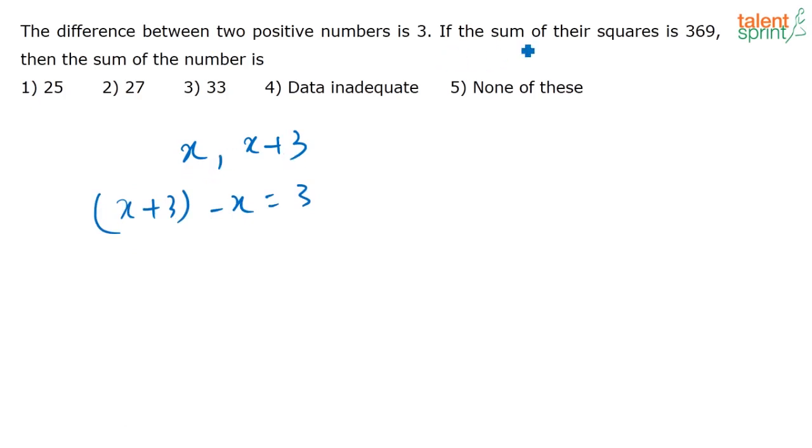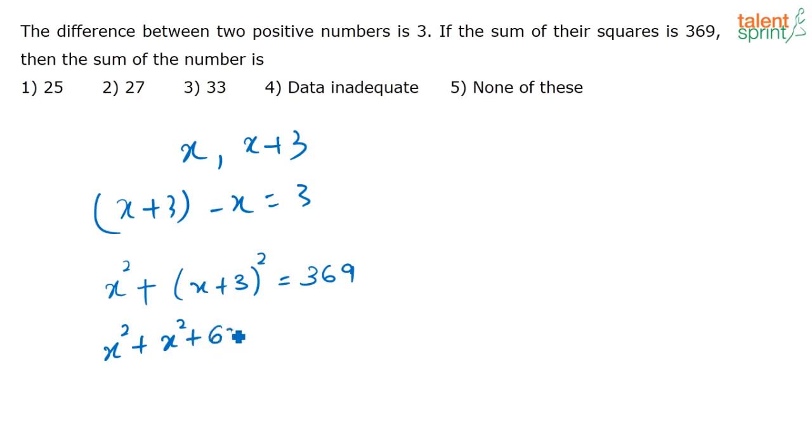Now it is given that the sum of their squares is 369. So what does the sum of their squares mean? So x squared plus (x plus 3) whole square. I am squaring both the numbers and their sum is going to be 369. Or what can I say? I can say x squared plus (x plus 3) the whole square is what? x squared plus 6x plus 9. That is equal to 369.